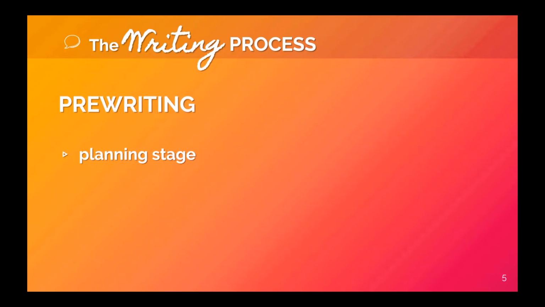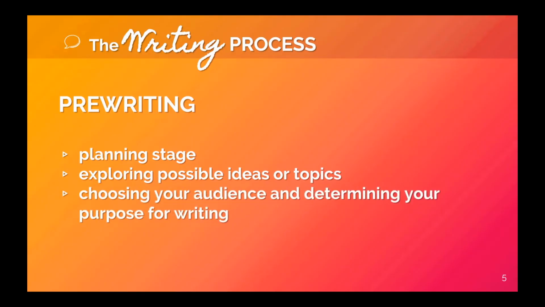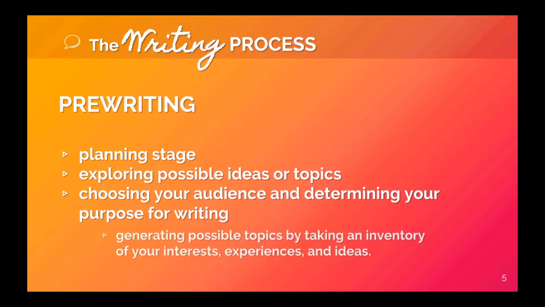So this is the planning stage, and this is where you explore possible ideas or topics for you to write. This is also the part where you choose your audience and determine your purpose of writing. For who are you writing the paper for? And what is your purpose for writing this? So thinking and knowing about these factors will help you better plan what you're going to write.